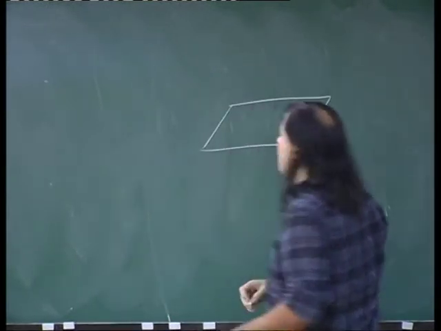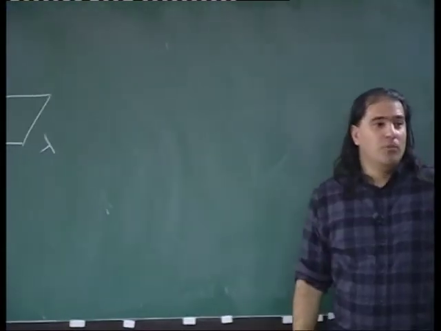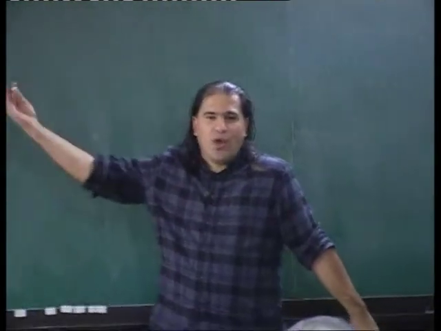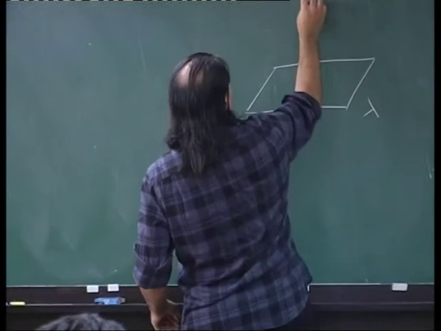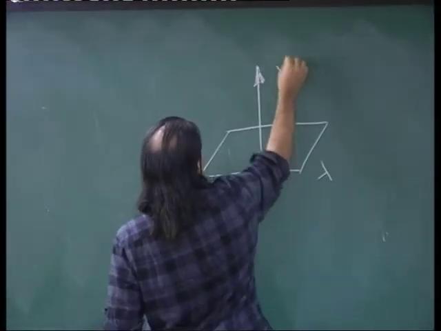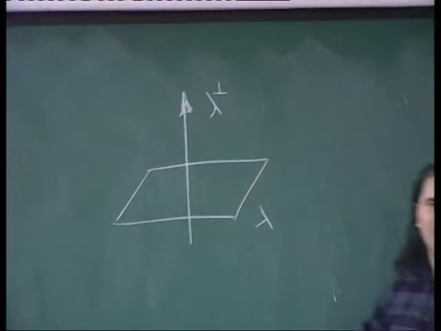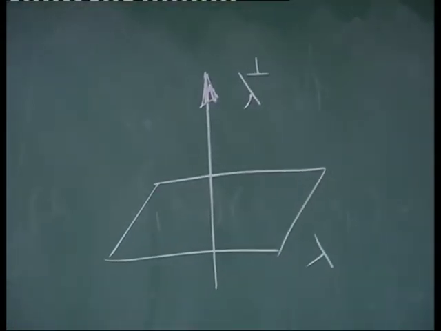Now this is really a three-dimensional space. So what does the orthogonal complement of lambda look like? It's just a line. So that's what you might call lambda perp. But remember, lambda tilde has to be orthogonal to lambda. So you have no choice.